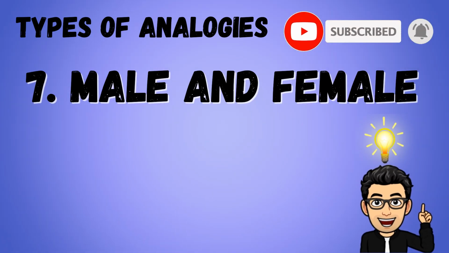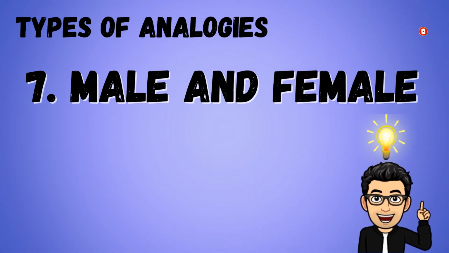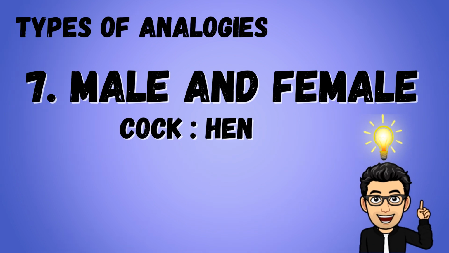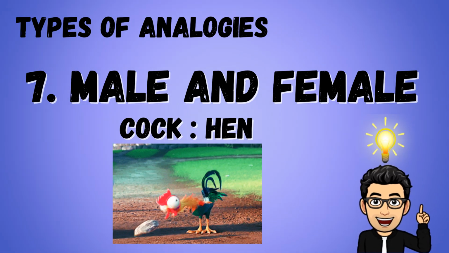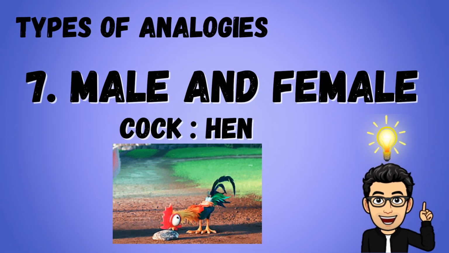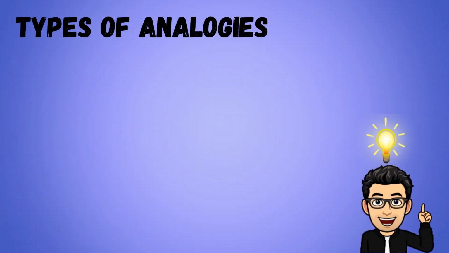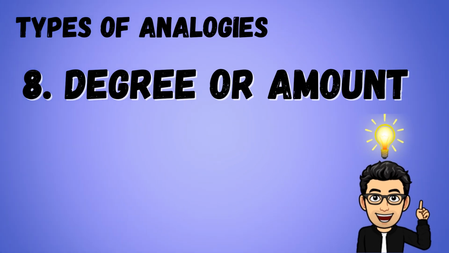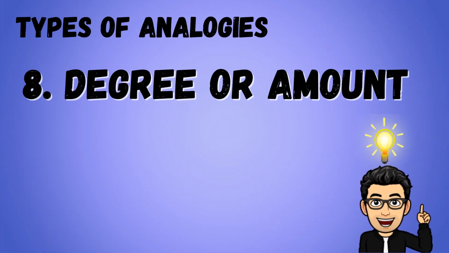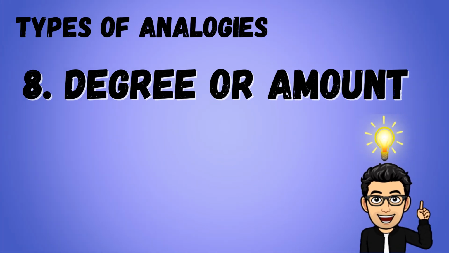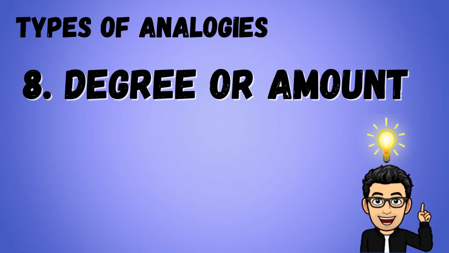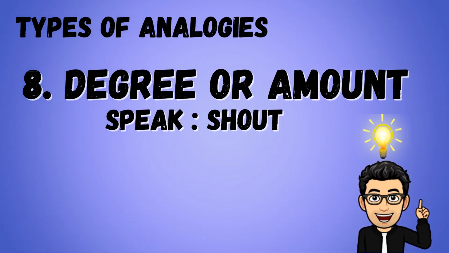Male and female analogy means that two words of the pair represent male and female gender for each other. For example, cock is to hen. Degree or amount analogy only means that one is bigger or smaller than the other. Or, we can also say that one is more or less than the other. Or one is of higher or lower intensity than the other. For example, speak is to shout.